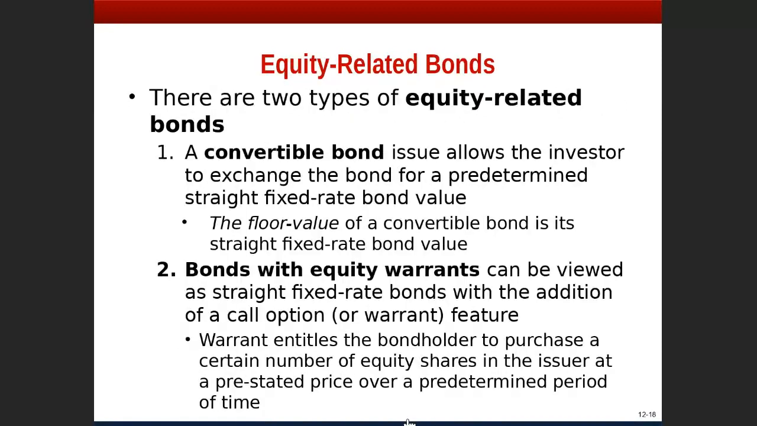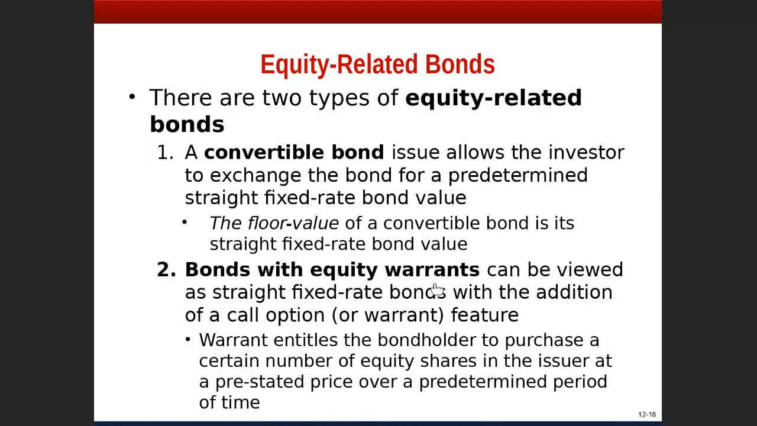Another type of instrument found in this market is known as an equity related bond. And there are two types of equity related bonds. A convertible bond issue allows the investor to exchange the bond for a predetermined straight fixed rate bond value. The floor value of a convertible bond is its straight fixed rate bond value. The second type is bonds with equity warrants.